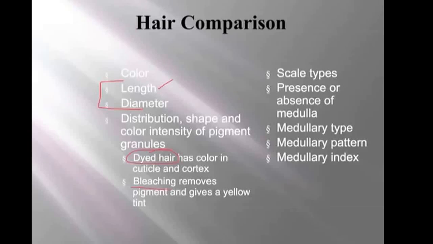Scale types, we looked at those. Remember how there are 3 different scale types that we talked about. The presence and absence, and then all the details about the medulla. So the medulla has a lot of details about it. If there is a medulla there, then we want to be able to identify it.